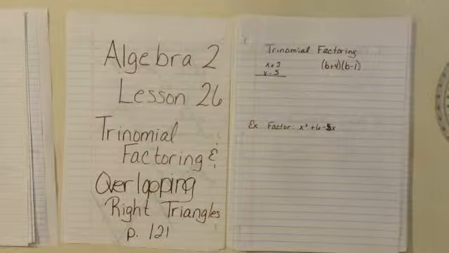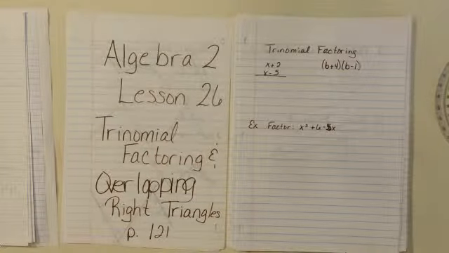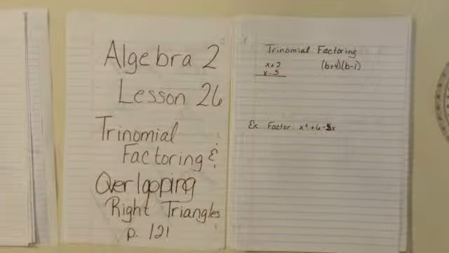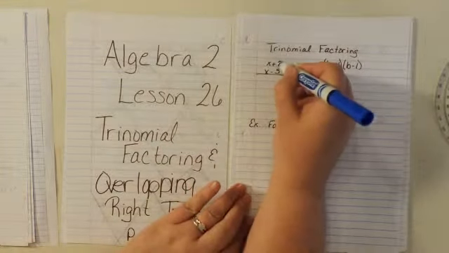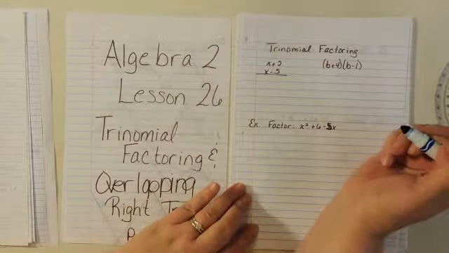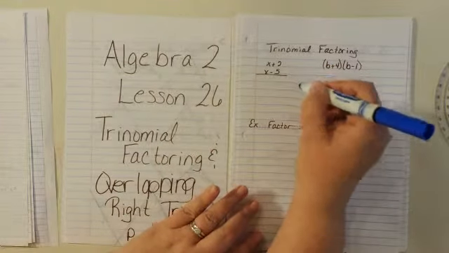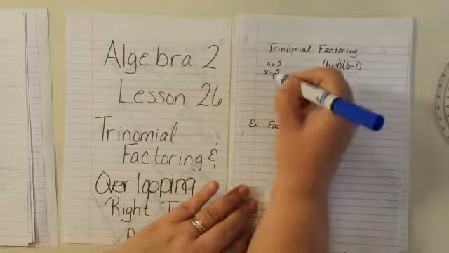When we factor, we are dividing or undoing multiplication. When we multiply most binomials with one variable, we get trinomials. So here we have x plus 2 times x minus 5. If we multiply them together, we're going to get a trinomial.